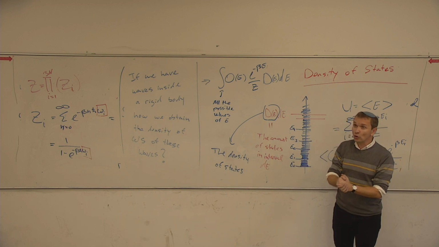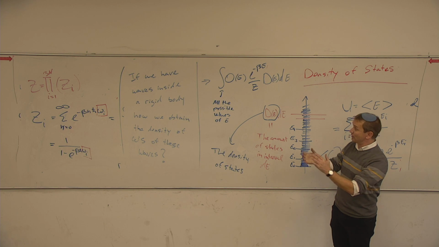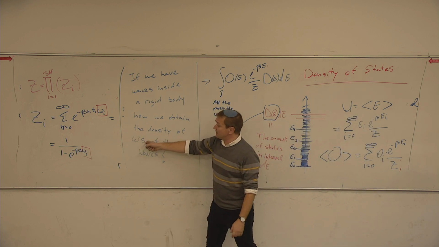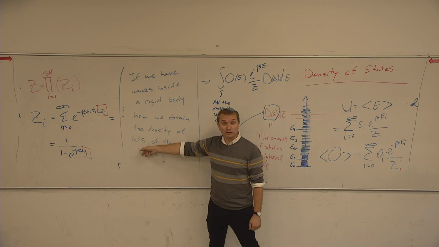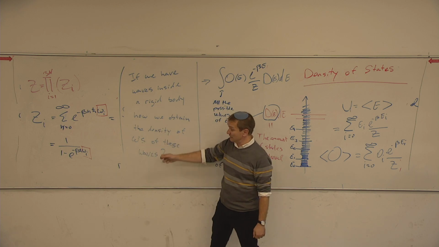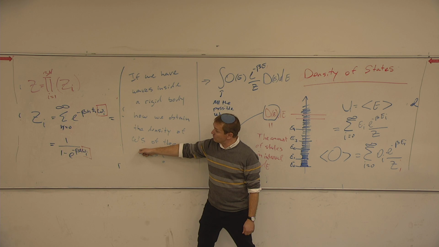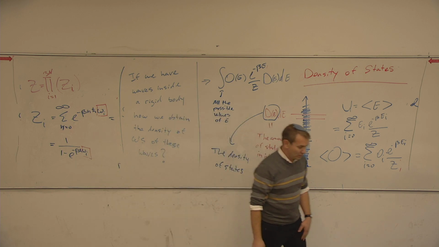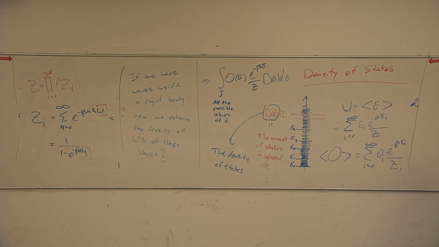So what we are going to do, not now but on Sunday, is to find the distribution, or the density, of the omegas of standing waves. This is the quest. The moment that we have it, we can continue with this Debye solution for the solid. See you on Sunday. Thank you.